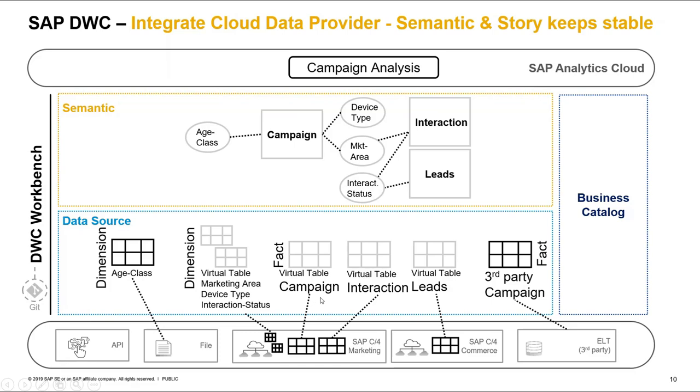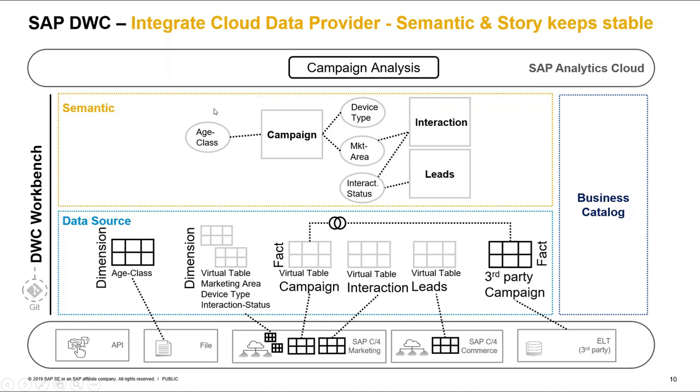As we got the campaign information already loaded as a virtual table into the data source layer and new campaign information persisted right now, we're using Data Warehouse Cloud to integrate the data using a union or join, based on how you want to integrate the data. And once we're integrating the data using a union or join, we're able to automatically connect the existing campaign semantic object to the integrated data set of the virtual table campaign pointing to the C4 marketing table and also to the new loaded third-party campaign table.